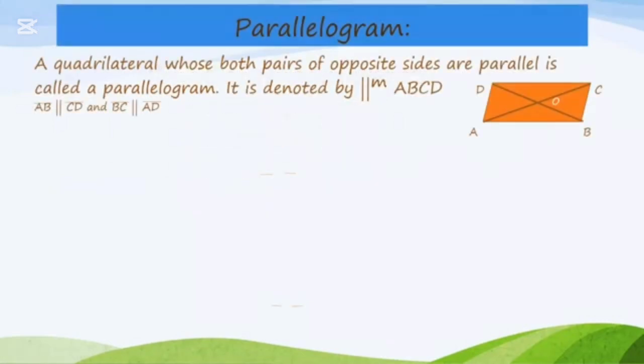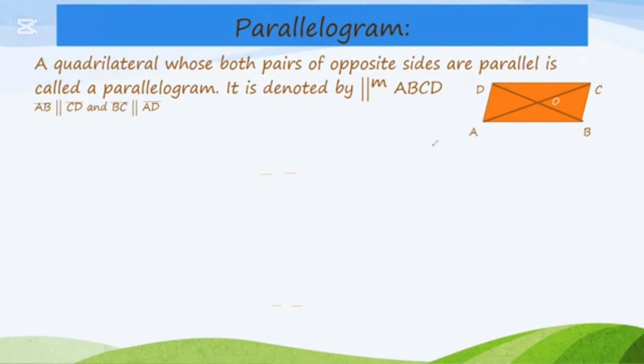So let's discuss one by one. What is called a parallelogram? A quadrilateral whose both pair of opposite sides are parallel is called a parallelogram. A parallelogram is denoted by this symbol. Here you can see that two parallel lines are there and M is written over there. It is denoted by parallelogram ABCD, right?